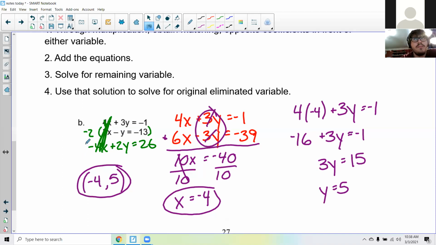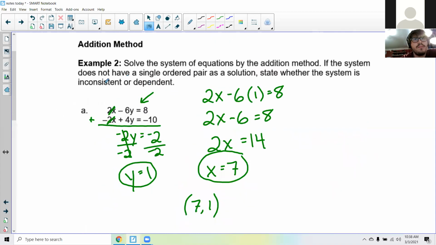Yeah, you don't have to ever do it this way, but I just think it's easier to do it this way when they're both written with the variables on the same side.